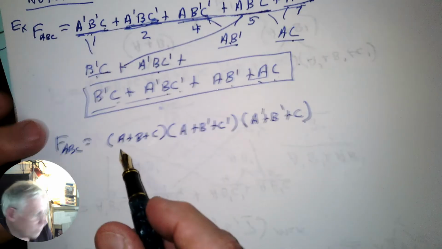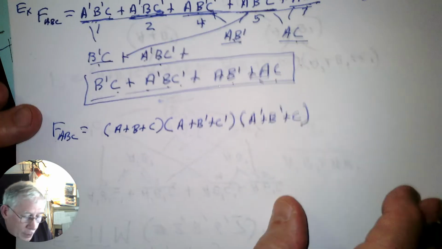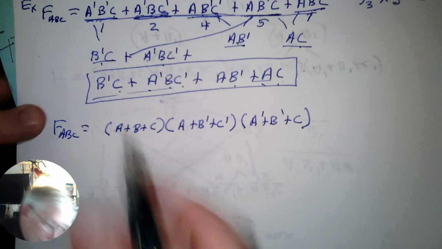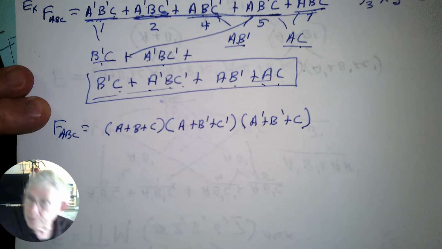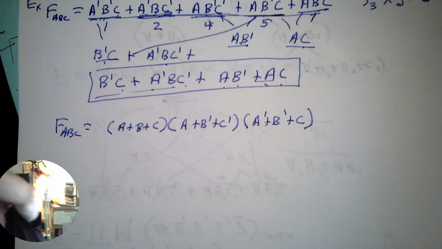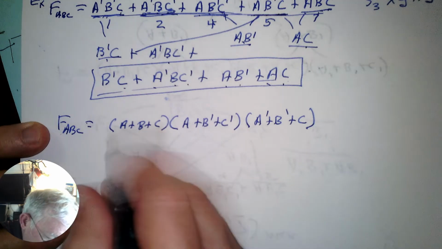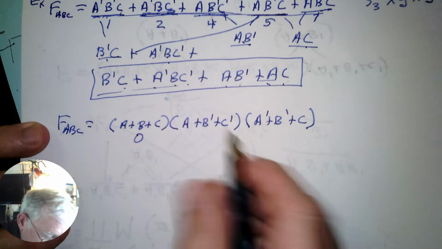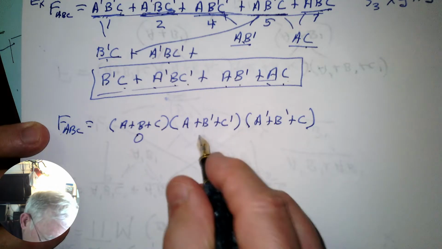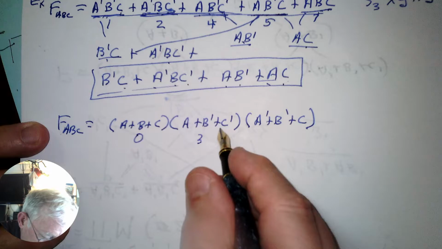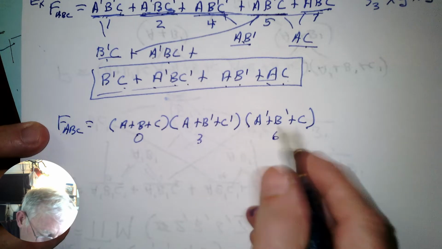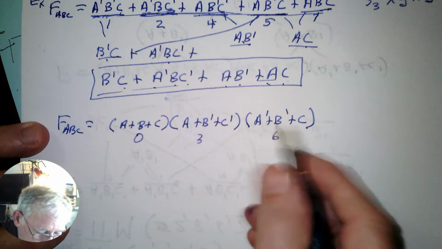All right, what about the max term? Well, here's the max term. So we'll just write that out. And so we have f of ABC. A plus B plus C, so that's max term 0. And then we have, this is 3, A plus B prime plus C prime. And this is 6, A prime plus B prime plus C. A prime plus B plus C.